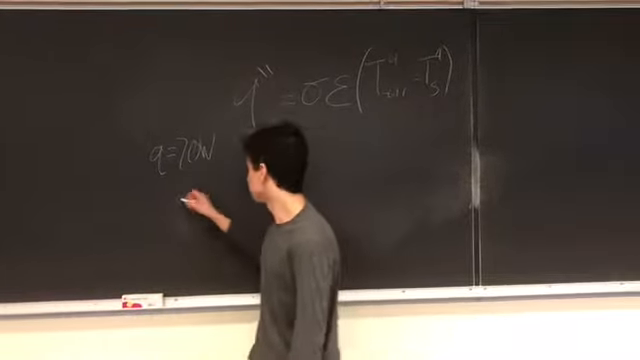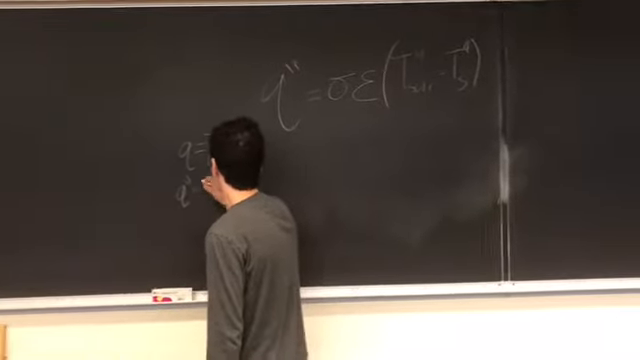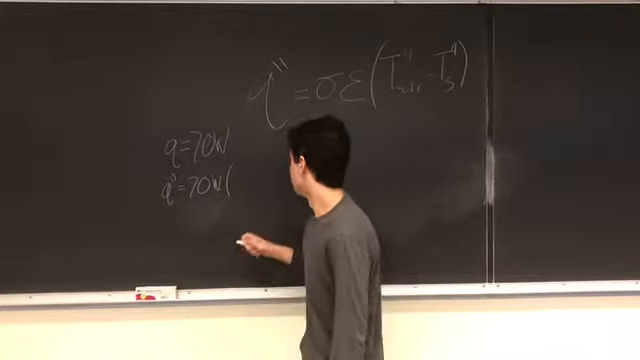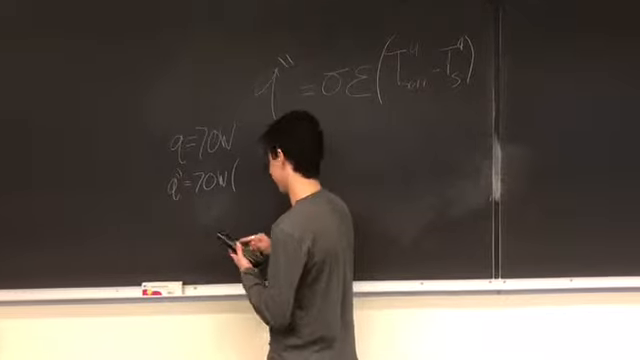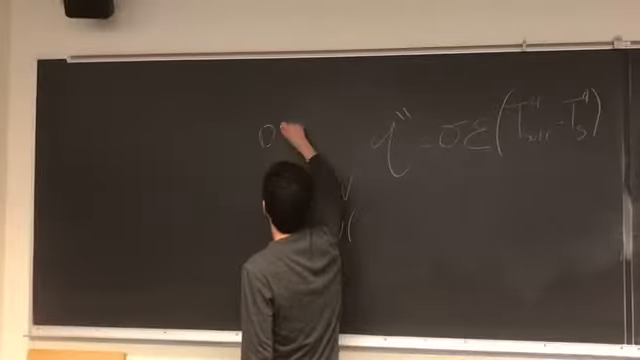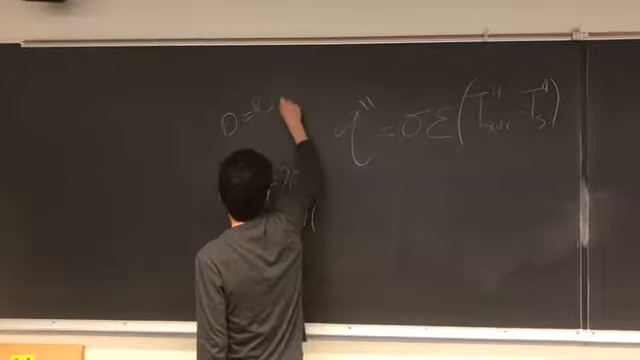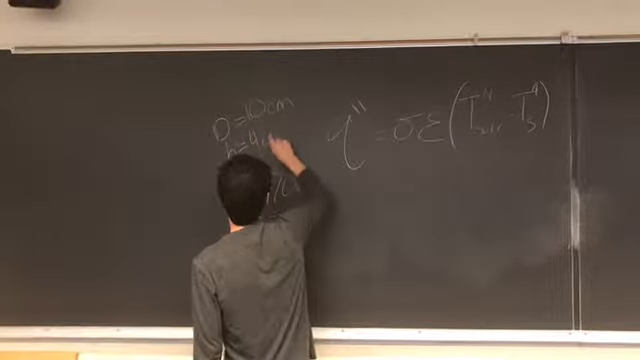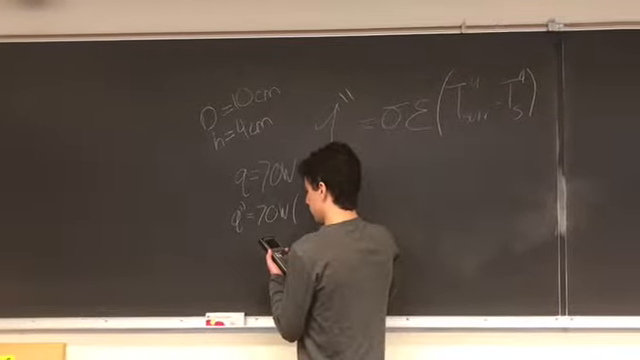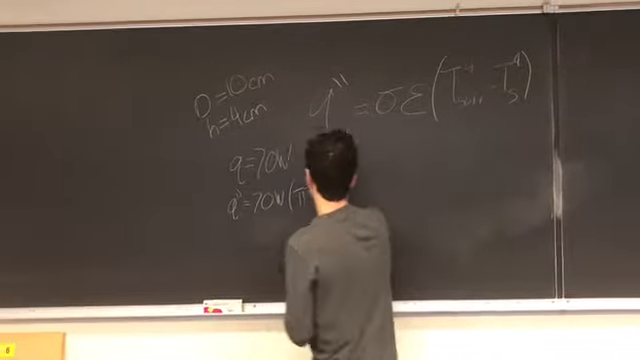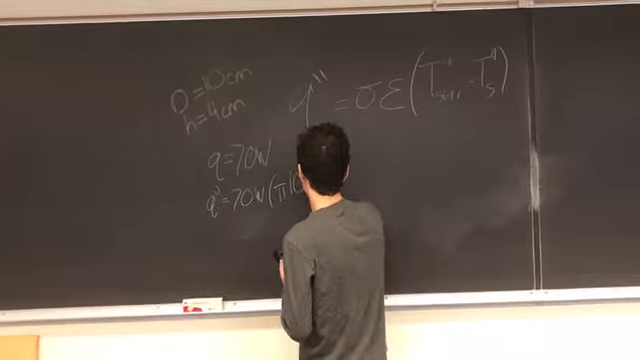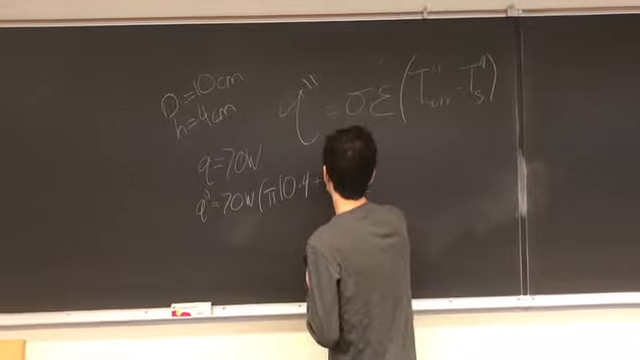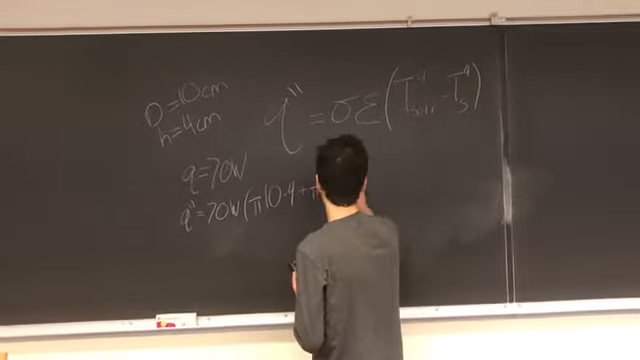So to find the heat flux, you would do 70 watts divided by the total surface area of the bowl of water that you are heating up, which has a diameter of 10 centimeters and a height of 4 centimeters. So you would do pi times 10 times 4 plus pi times 5, your radius, squared.